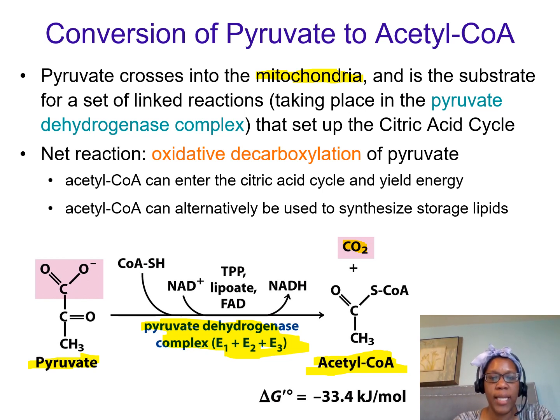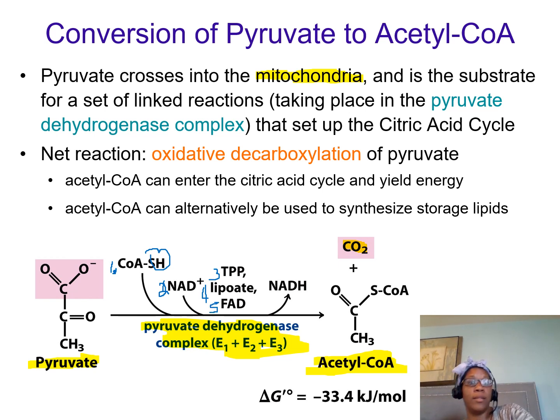utilizes these 3 enzymes, but it also utilizes 5 coenzymes or 5 cofactors. And we'll learn about each one of those individually. So the first cofactor is the actual coenzyme A. Sometimes you see CoA-SH, just to emphasize that the SH is involved. But this is coenzyme A. It utilizes NAD+, the second coenzyme. It utilizes TPP, lipoate, and FAD.